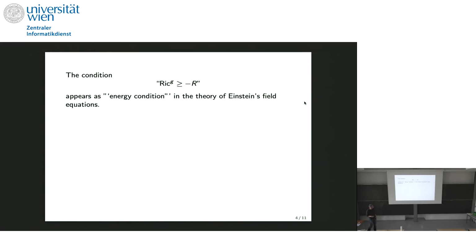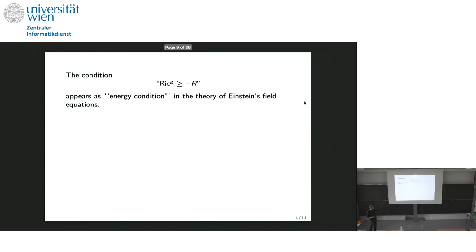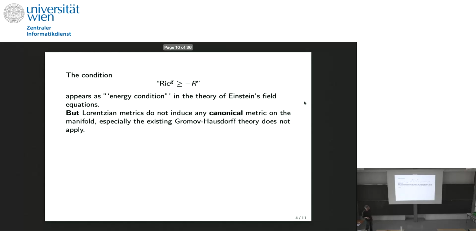So yeah, I drew your attention to this condition here with the Ricci curvature because in general relativity, these sort of formulations usually appear as energy conditions in your Einstein equations that you look at. So that's why basically this Gromov-Hausdorff convergence, or Gromov-Hausdorff theory, together with this Gromov compactness theorem, might be interesting to Lorentzian geometers or people interested in Einstein equations.